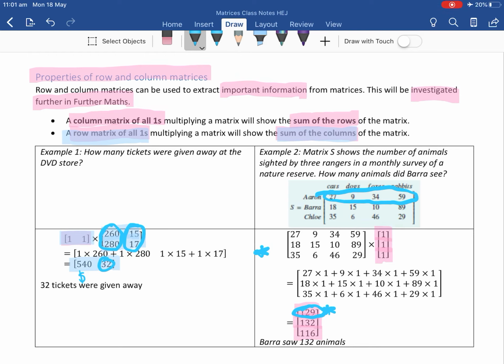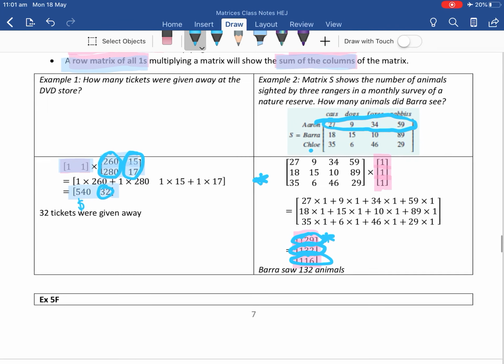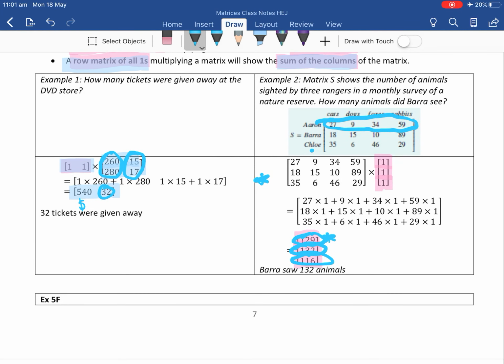Barra saw 132 animals and Chloe saw 116 animals together. Okay, so moving on with 5F today.